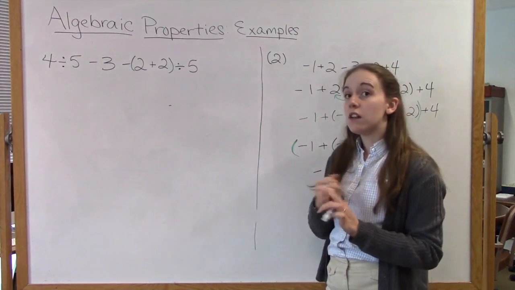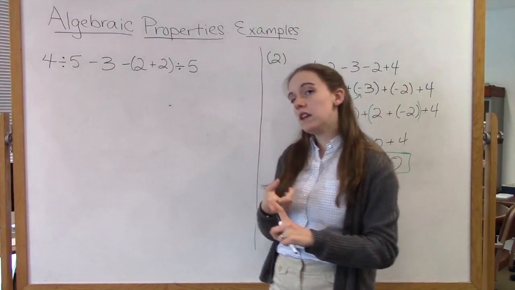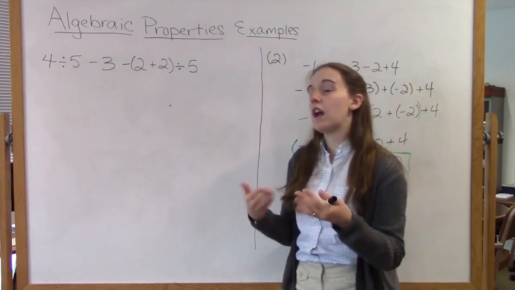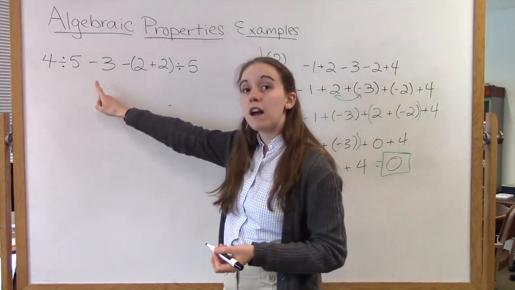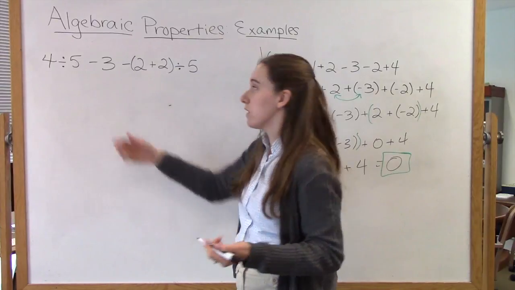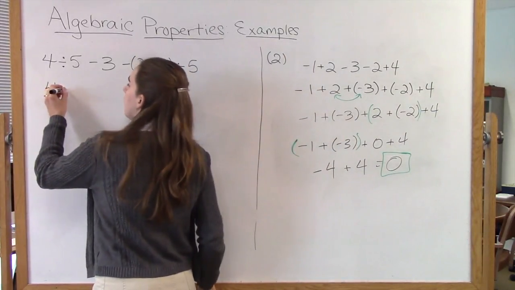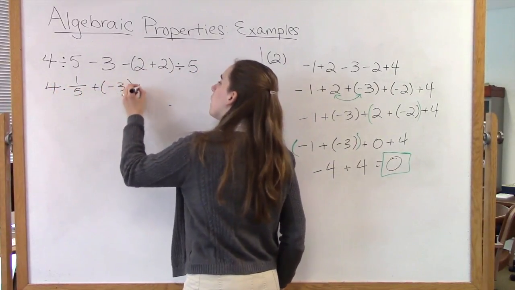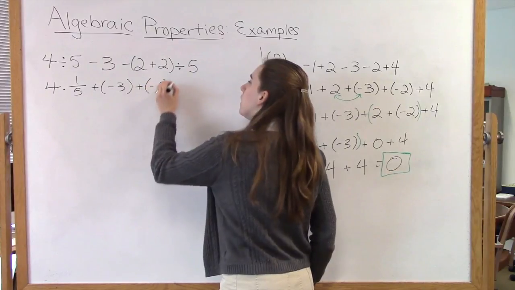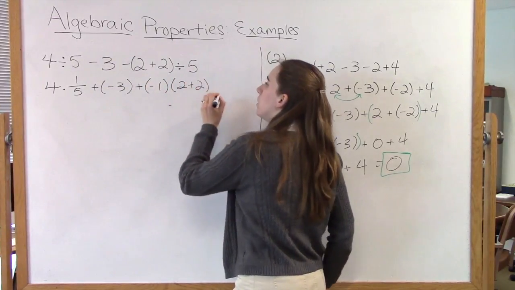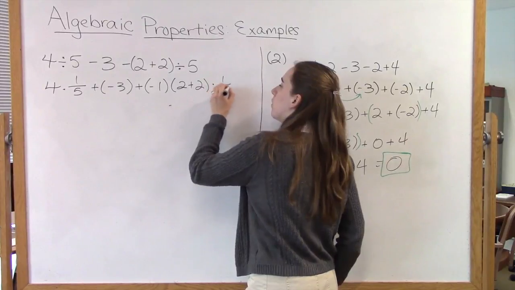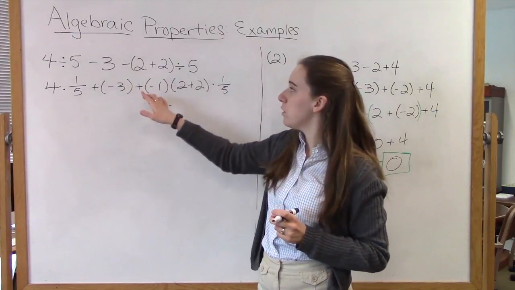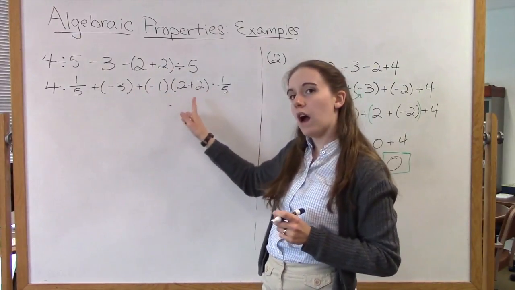But remember, division along with subtraction are not associative and not commutative. So if I can change them to multiplication and addition, I want to. So remember that dividing by 5 is the same thing as multiplying by the reciprocal of 5. So what I really have here, if I want to rewrite it, is 4 times 1/5 plus negative 3 plus negative 1 times 2 plus 2 times 1 over 5. Notice here that I changed this minus 2 plus 2 into plus negative 1 times 2 plus 2.